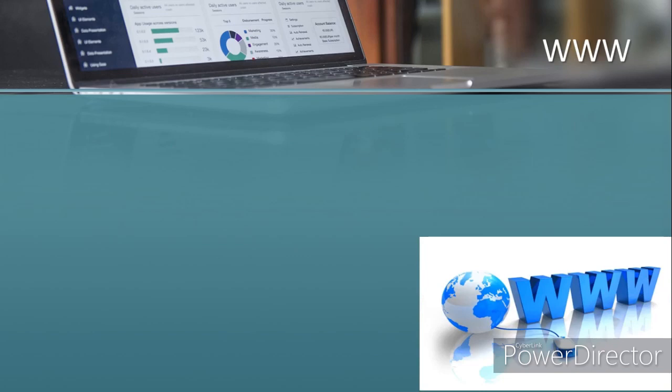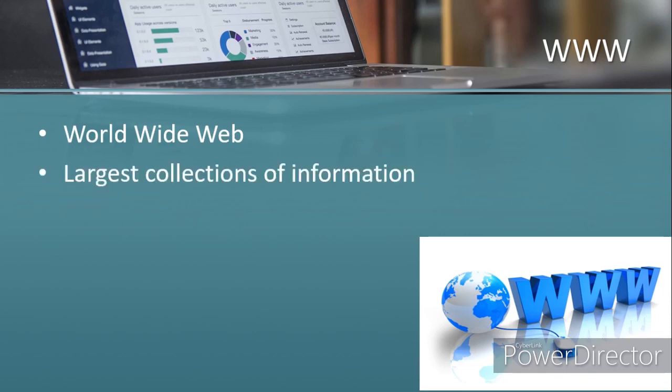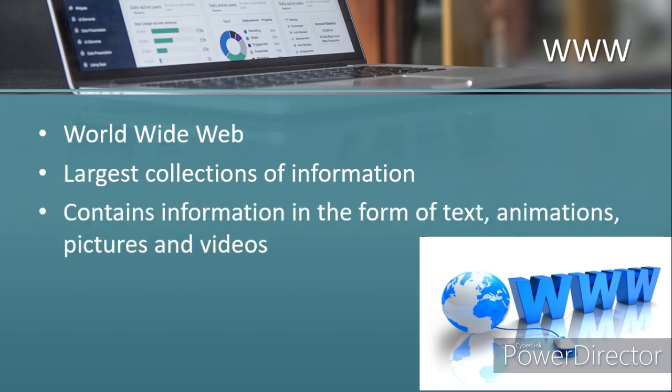First is your www, World Wide Web. World Wide Web is the largest collection of information, where it contains millions of websites that provide information in the form of text, or in the form of animation, or in the form of pictures, videos. So all this kind of information is available from your World Wide Web.